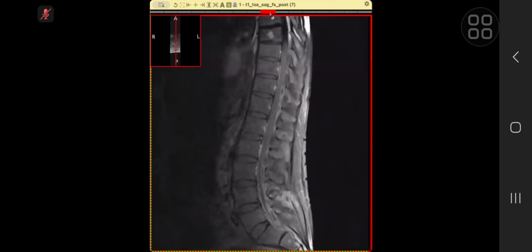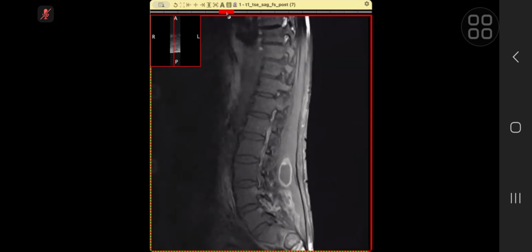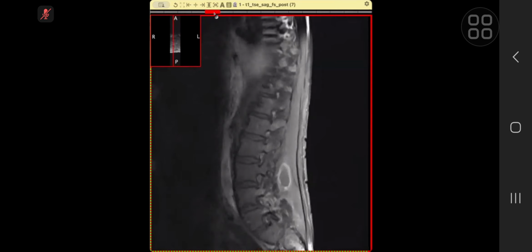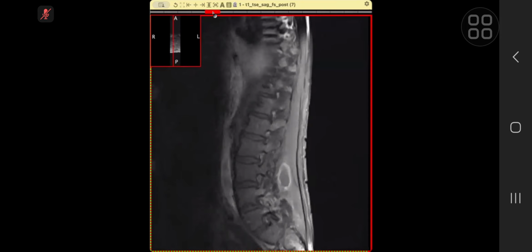So in summary, this is a paraspinal abscess with extension into the vertebral bodies and within the epidural space of the lower sacral region, leading to an epidural abscess. So this can lead to a compression over the nerve root and leads to a cauda equina syndrome. So is it involving the sacral canal?